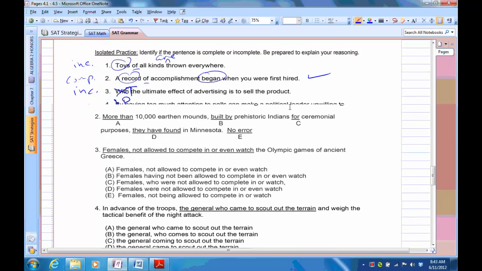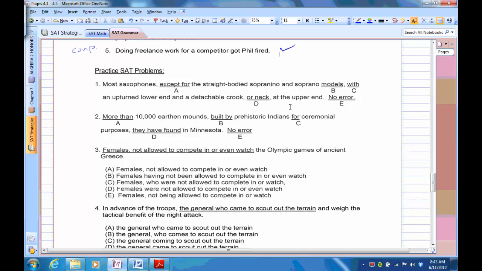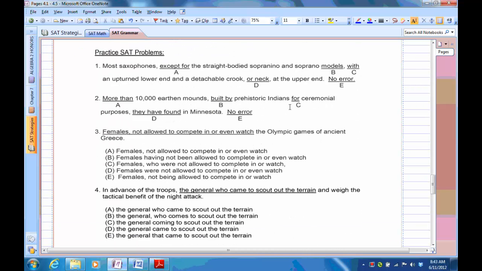So again, I would pause the video and try these 4 problems, and then we'll talk about it. Okay, so if we pause and do these 4, if you look at number 1, most saxophones, except for the straight body sopranino and soprano models, with an upturned lower end and attached crook or neck at the upper end. So the word with is causing it to be a fragment. You can say have, because we need a verb there. Most saxophones have an upturned, so C would be the problem.